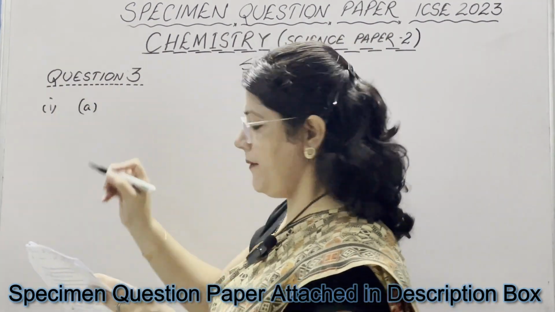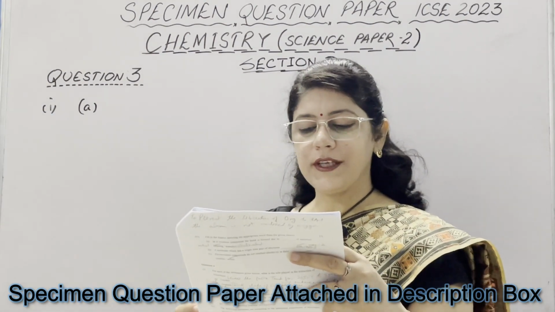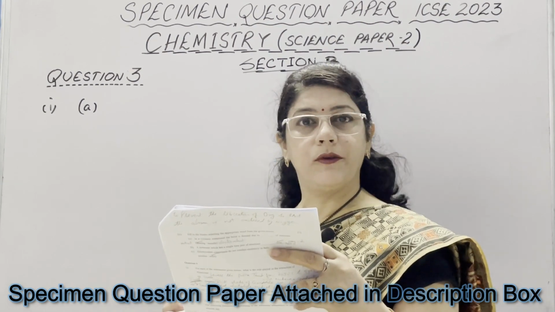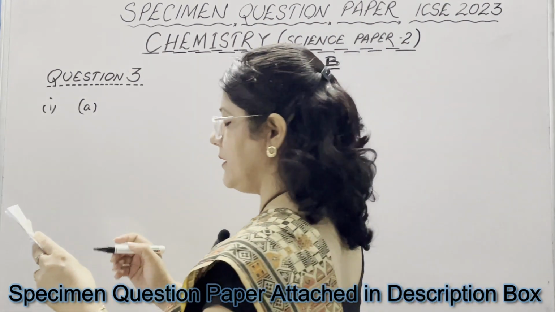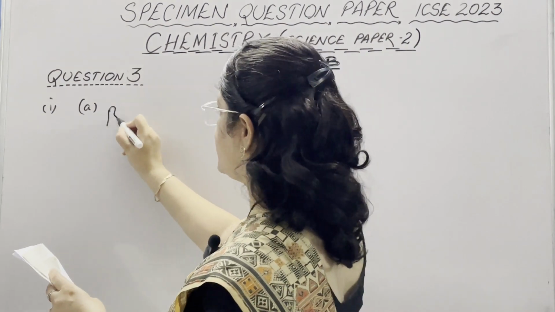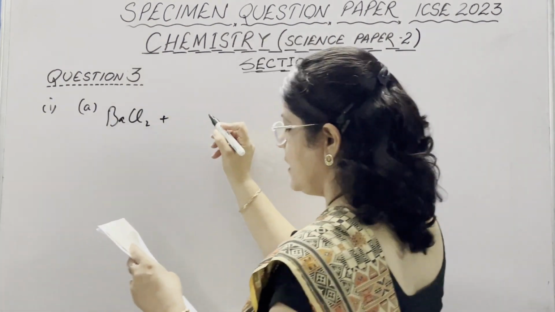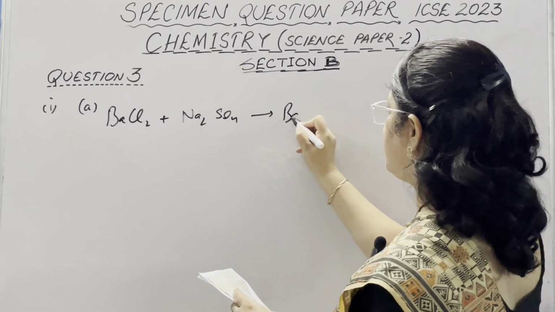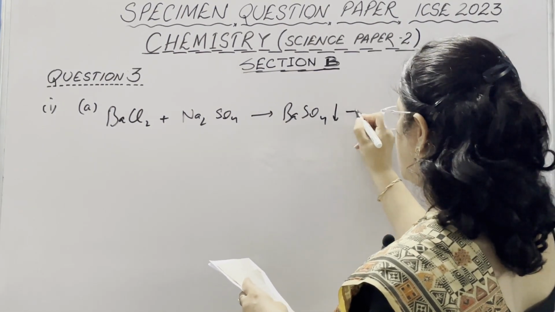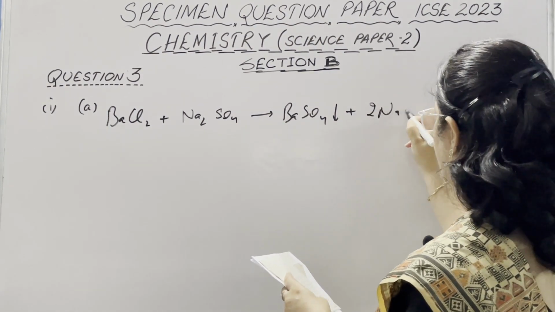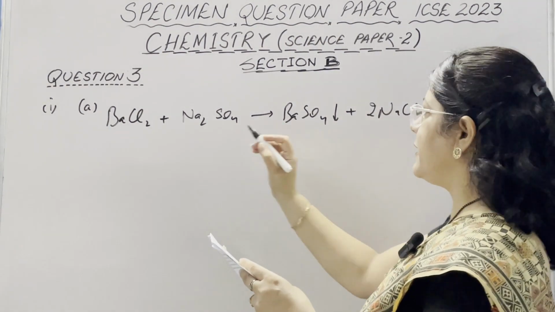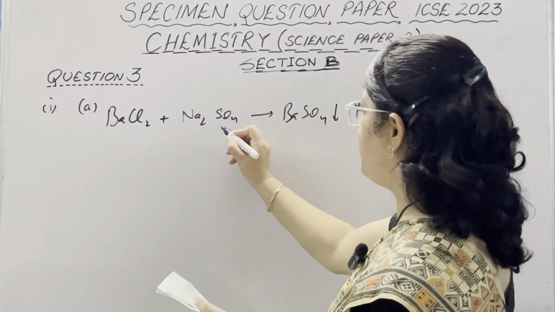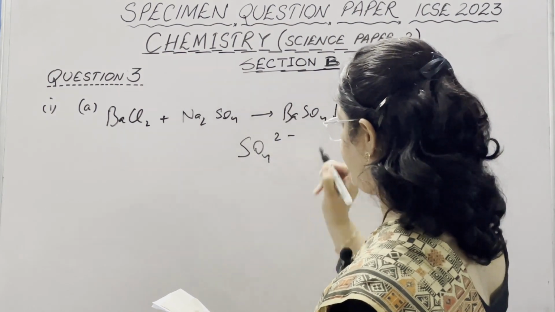In part A, when barium chloride solution is added to a solution of compound B, a white precipitate insoluble in dilute hydrochloric acid is formed. You might have read this reaction in double decomposition: when barium chloride is added to sodium sulfate, a white precipitate of barium sulfate is formed along with NaCl. You need not write the whole equation. They just asked you to identify the anion. So the anion present here is sulfate.